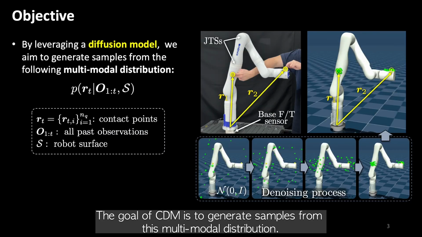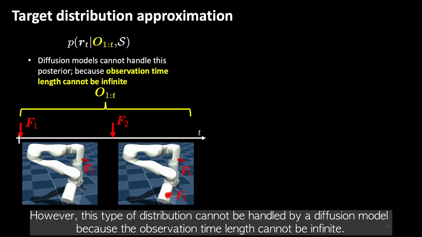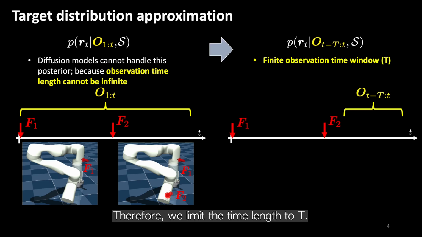The goal of CDM is to generate samples from this multimodal distribution. This is the probability distribution of the contact points conditioned on all past observations and the robot surface. However, this type of distribution cannot be handled by a diffusion model because the observation time length cannot be infinite. Therefore, we limit the time length to t.